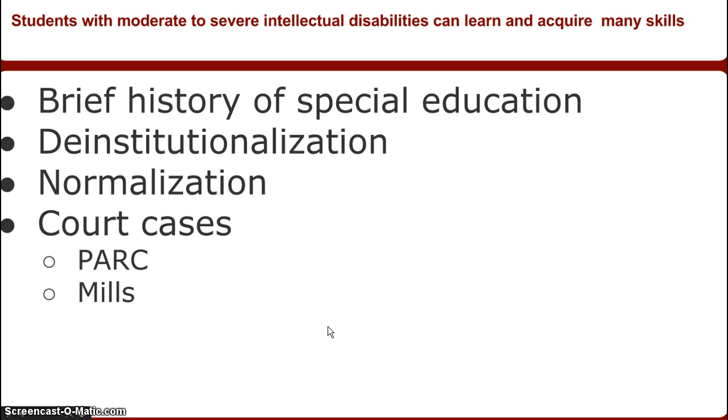So where we start is with this concept: students with moderate to severe intellectual disabilities can learn and acquire many skills. Where we start with this is a brief overview of the history of special education. You may or may not know this, but special education has a birthday. Special education started in 1799.